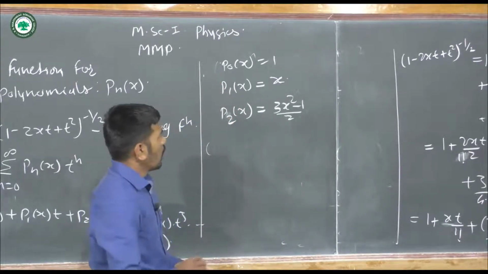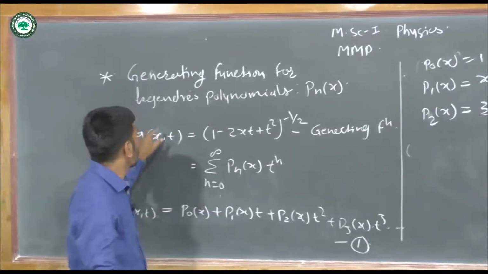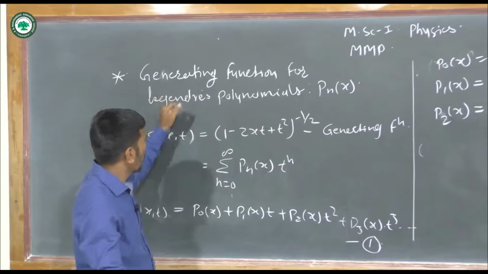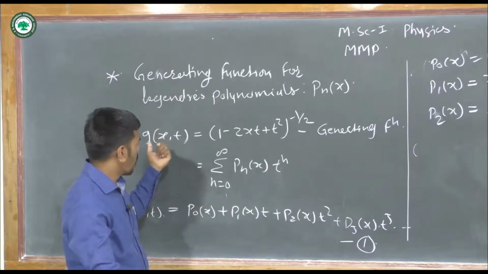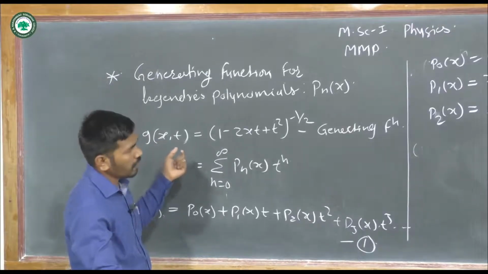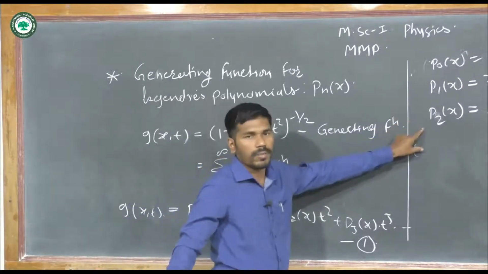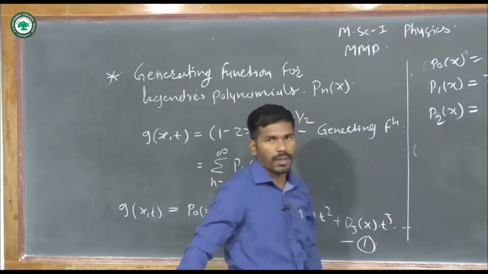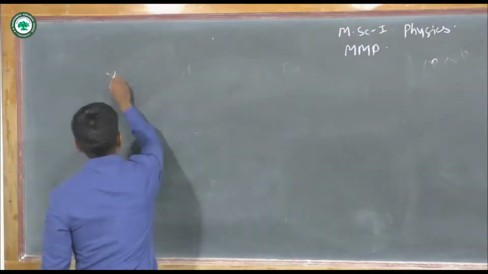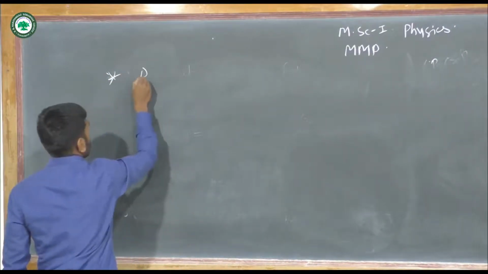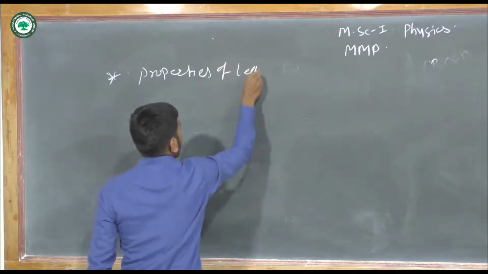By the definition, I already told you, when we expand these generating functions around the point t is equal to 0, the coefficients of t power n are nothing but the Legendre polynomials. So these are the coefficients of t power n. Next, let's discuss some properties of the Legendre polynomial.